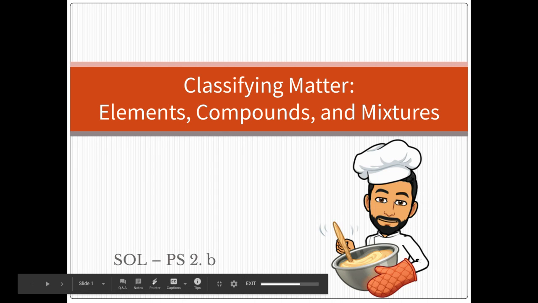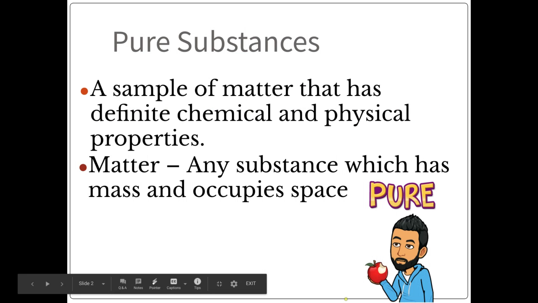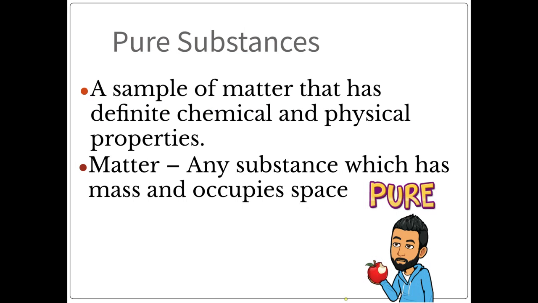I'm going to walk you through the elements, compounds, and mixtures slideshow for this matter unit. So let's get cooking. Okay, first thing, we've got pure substances. And what that means is that that particular sample of matter has definite or fixed, unchanging physical properties. There's actually two different kinds, and we'll get to that as we go through this.